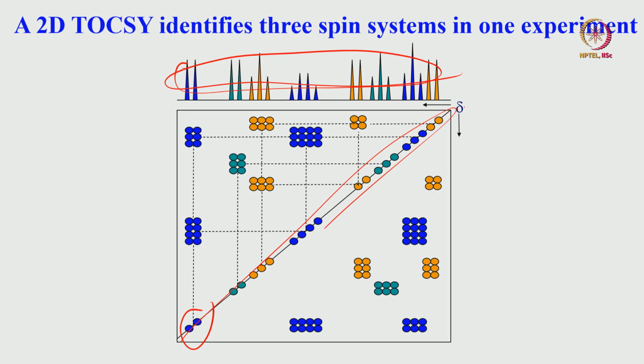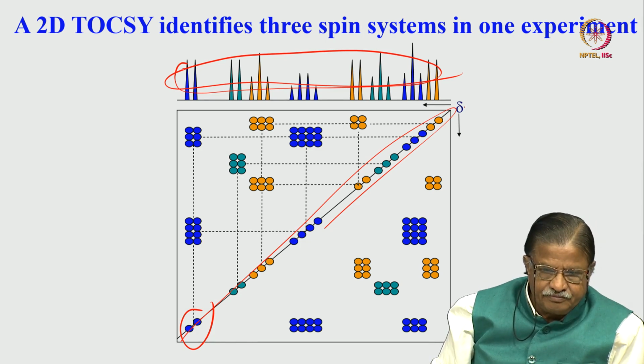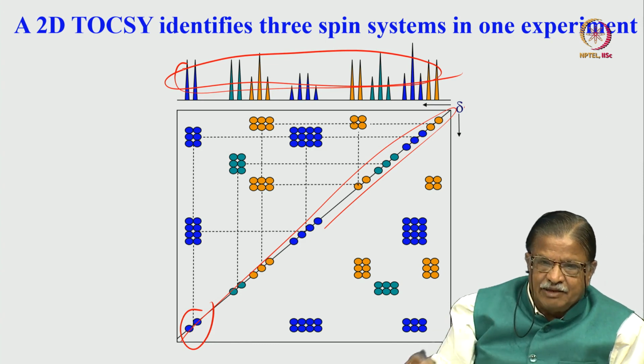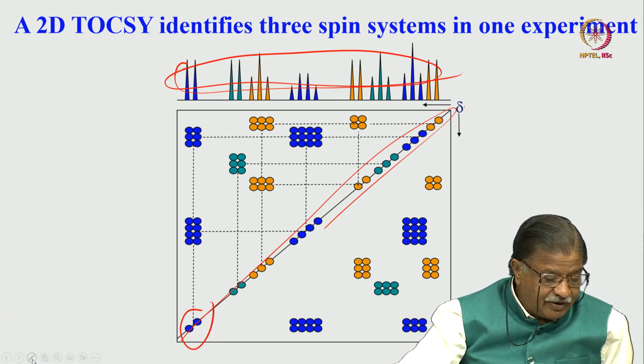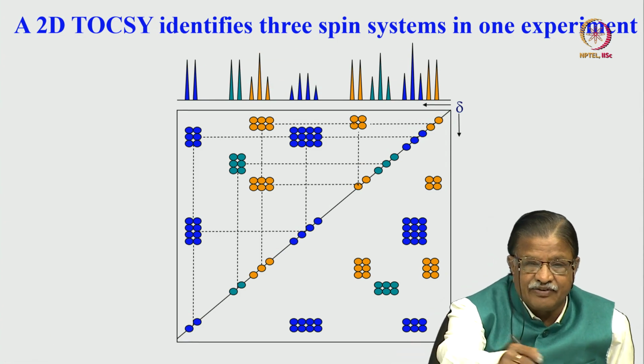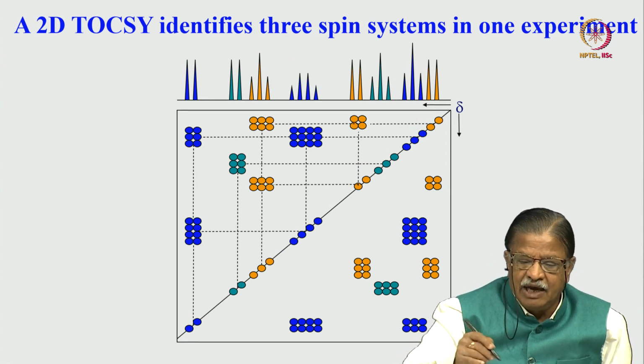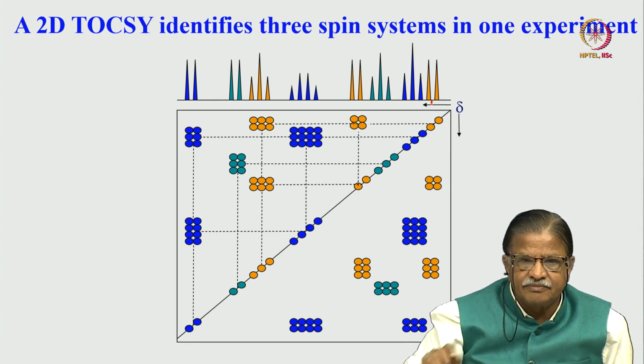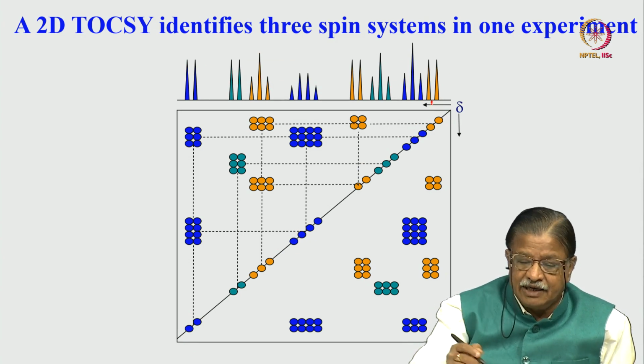Whether you take the projection this way or this way does not matter. Both are the same because it is symmetric. So, now I have taken the projection here. What we will do is carefully look at it, how to interpret it. Let us say there are 3 different colors for 3 different spin systems. I will start with this orange color or yellow color, whatever that color is.